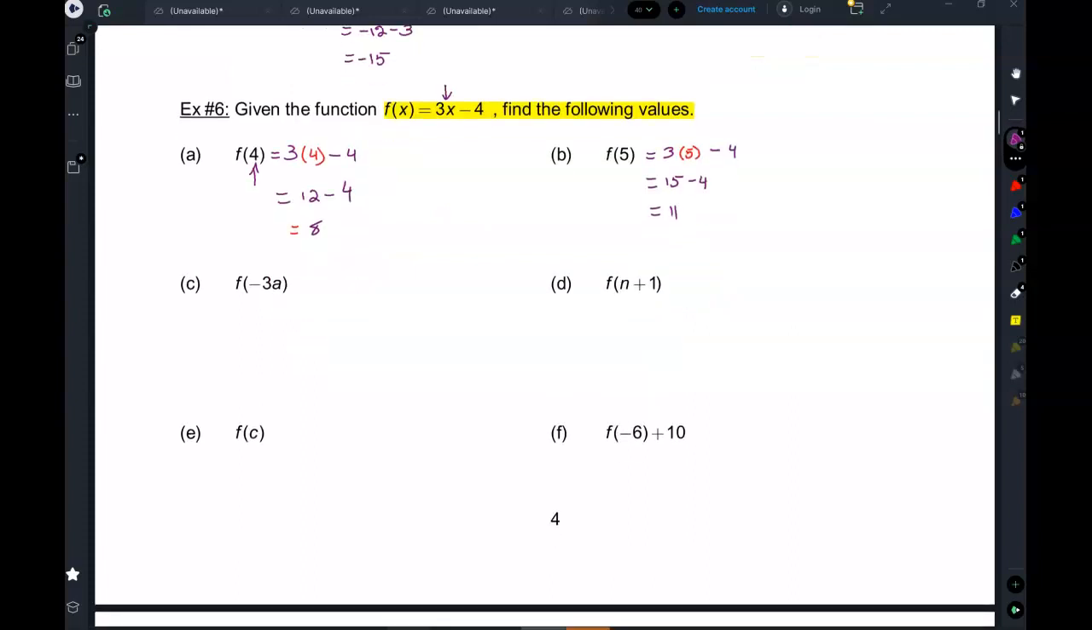All right, now take a look at this one. It's f of negative 3a. So I'm going to put that in the place of x. So it's going to be 3 times negative 3a minus 4. So now this is going to be negative 9a minus 4. That's it. Okay, now f of n plus 1. Now I put n plus 1 instead of the x. So 3 times n plus 1 minus 4.